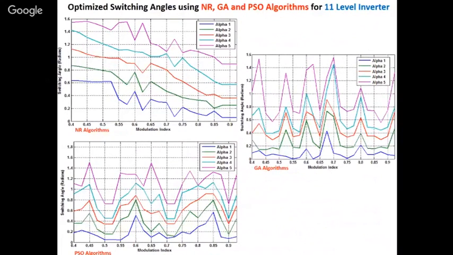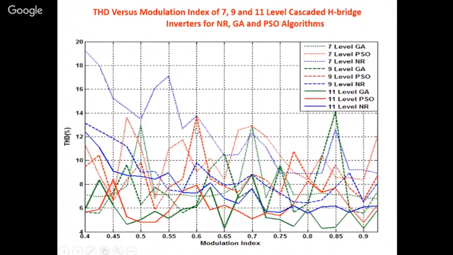So now we did it with different methods. I'll show you the algorithm at the end, how to run it. So here we did it with Newton-Raphson, GA and PSO, and these were the angles we got for different modulation indices, and we found out the THD. So we found that this green one was for 11 level GA, that is the thick line. So here you can see for 0.65 modulation index and for 0.9 also, the minimum THD is obtained.